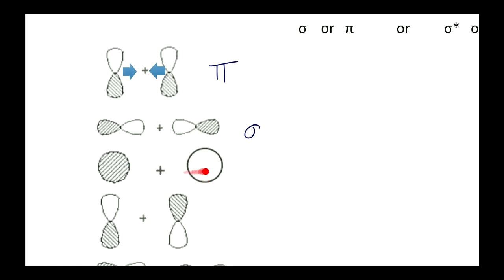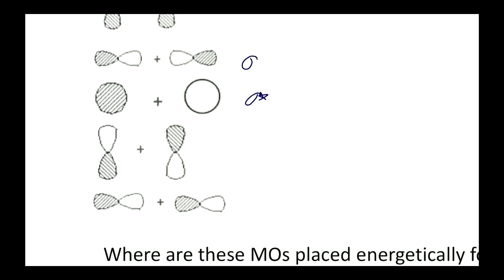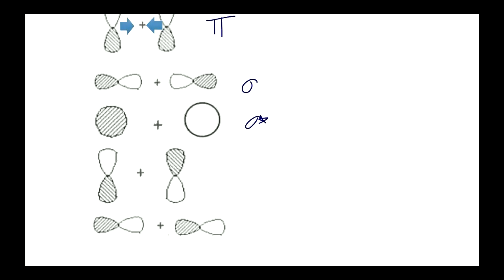What about the interaction here? It's sigma again, but it just so happens to be between s orbitals. How's the phasing? It's out of phase. So this isn't a sigma, it's a sigma star. Okay. What about the next one? Pi star. What's the next one? Sigma star. See, it's not that bad. Okay.